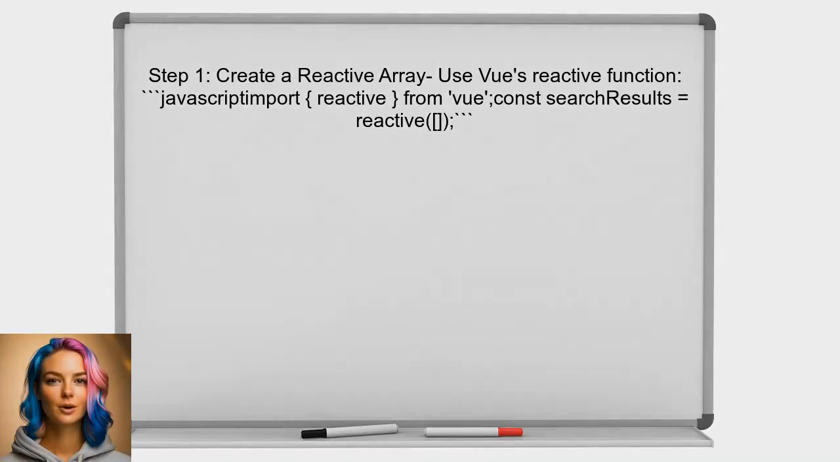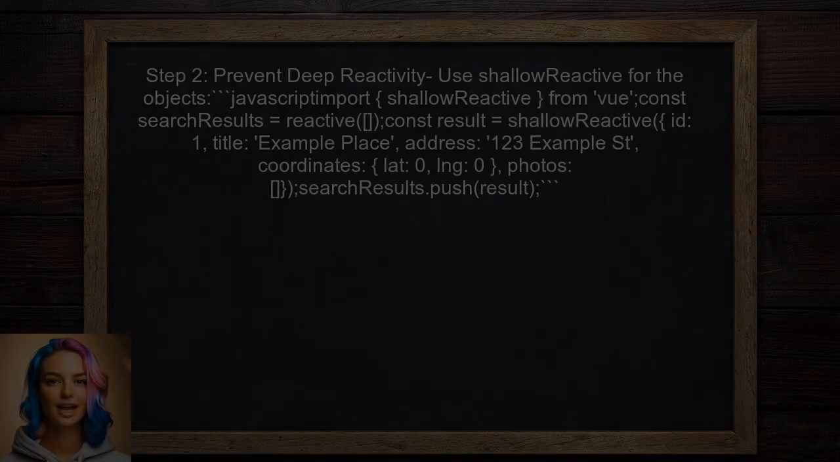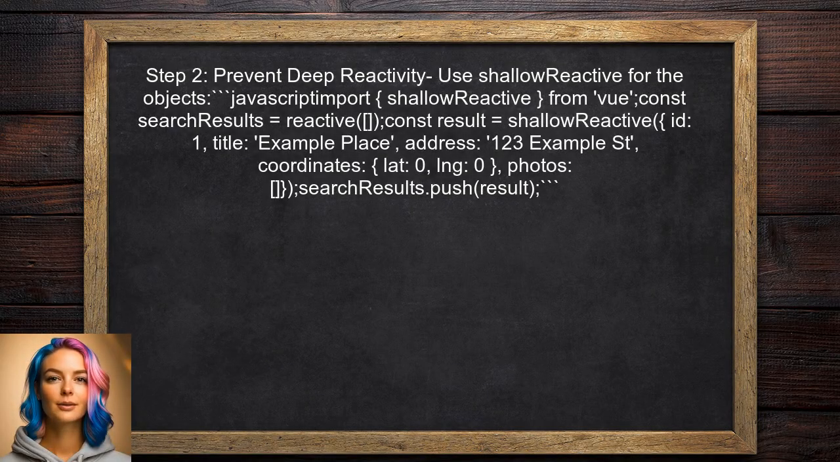To restrict Vue's reactivity to only track the array of objects, the user can utilize Vue's reactive system effectively. First, they should create a reactive array using Vue's reactive function. Next, the user should ensure that the objects within the array are not deeply reactive. This can be achieved by using shallow reactive or by wrapping the objects in a way that prevents deep observation.